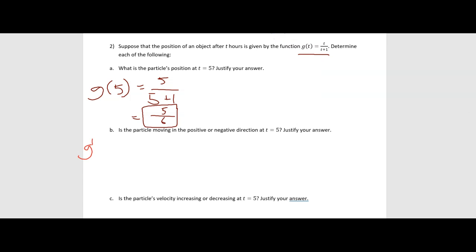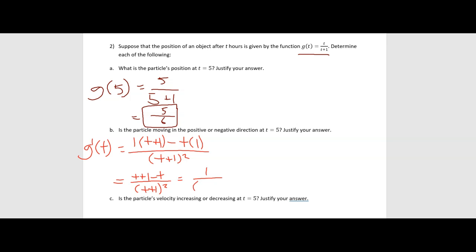So I'm going to take the derivative of my position function, g prime of t. We have to use a quotient rule here. So I take the derivative of my numerator, which is 1, times my denominator, t plus 1, minus my numerator, which is t, times the derivative of my denominator, which is 1, all over my denominator squared. If I do some simplifying, you're going to get t plus 1 minus t, all over t plus 1 quantity squared, which gives me 1 over t plus 1 quantity squared.